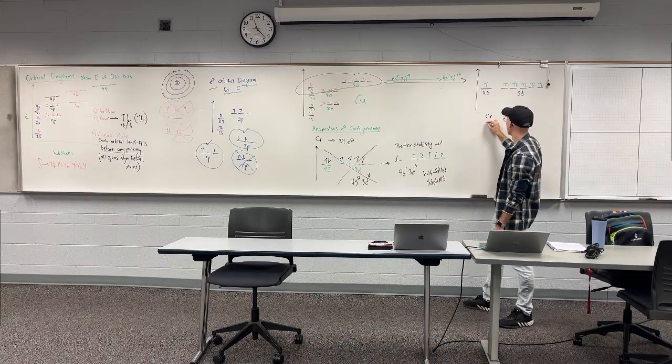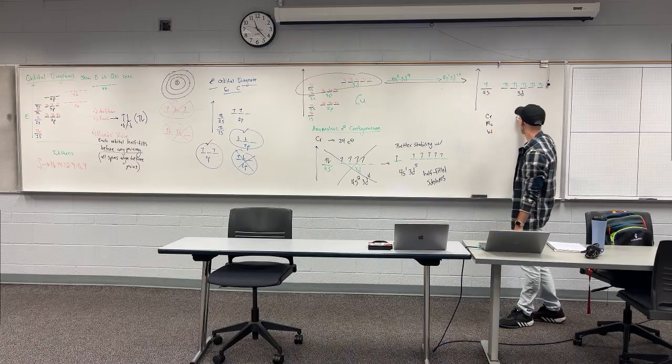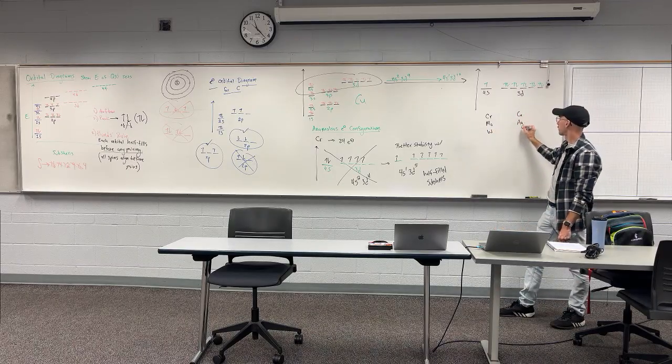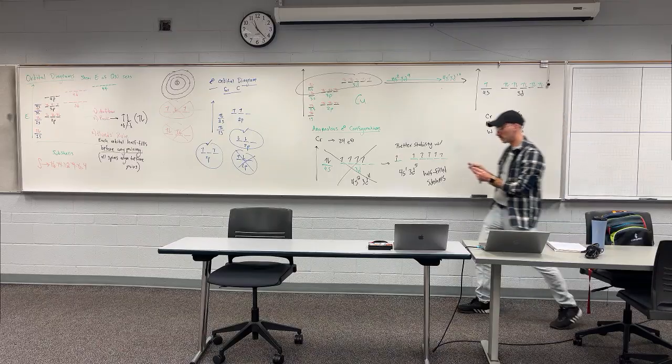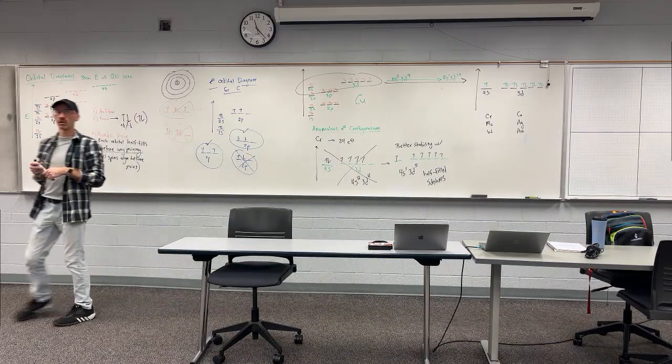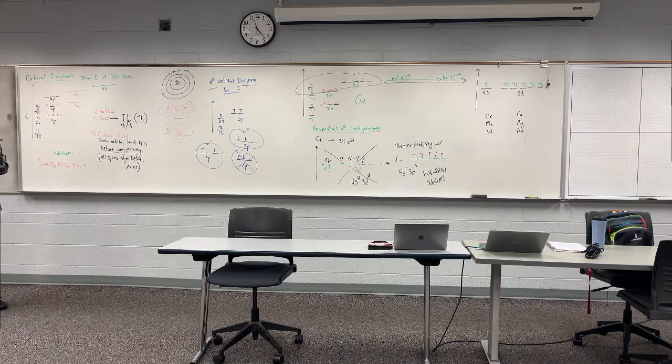Chromium, molybdenum, tungsten, copper, silver, gold. They fill their electrons more unintuitively than what Hund's rule, Pauli exclusion, and Aufbau principles say. How does that change how they react with things?